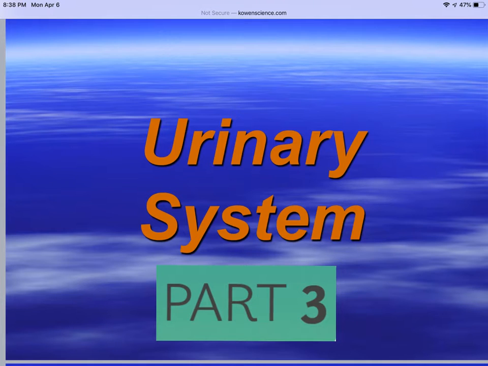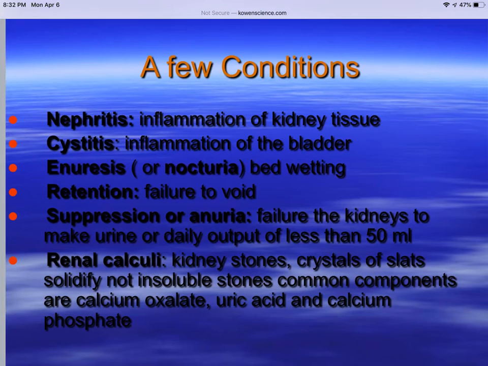In part 3 of our urinary system, we're going to wrap up discussing both the anatomical and the physiological structures that are associated with the urinary system in both the male and the female. A few conditions that exist. An -itis ending means an inflammation. Nephritis is an inflammation of the kidney tissue. Cystitis is an inflammation of the bladder.